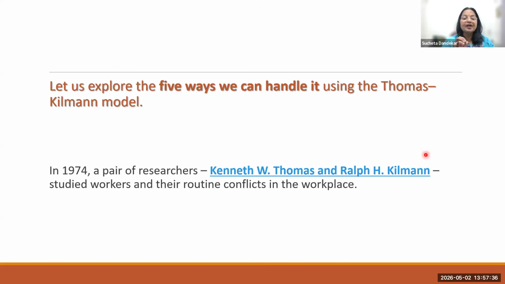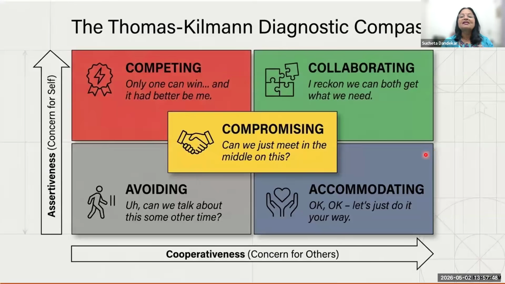In 1974, a pair of researchers, Kenneth Thomas and Ralph Kilmann, studied workers and their routine conflicts in the workplace, and they came up with this kind of diagnostic compass. They said that most of the time we work in two zones. One is when you are trying to be very assertive. When you're assertive, you are thinking only of yourself. And the other axis is cooperativeness, where there is a concern for others.